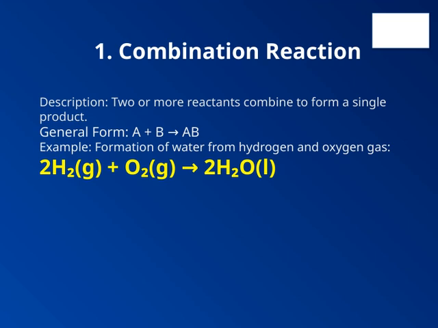For example, consider the formation of water. When hydrogen gas and oxygen gas react, they combine to produce water. The chemical equation looks like this. 2H2(g) plus O2(g) gives 2H2O(l). This example highlights how two gases, hydrogen and oxygen, combine to form a liquid, water. It's a classic illustration of a combination reaction in action, and it connects to our overall theme of understanding how different reactions lead to the formation of new substances.